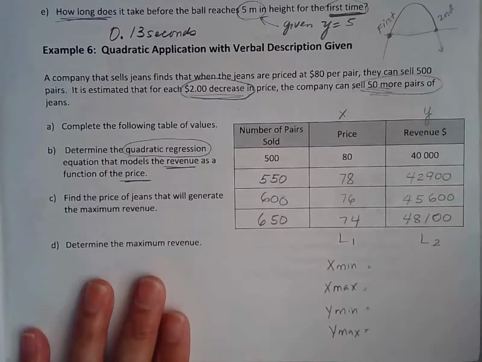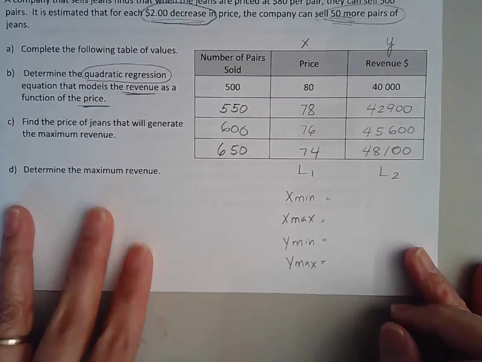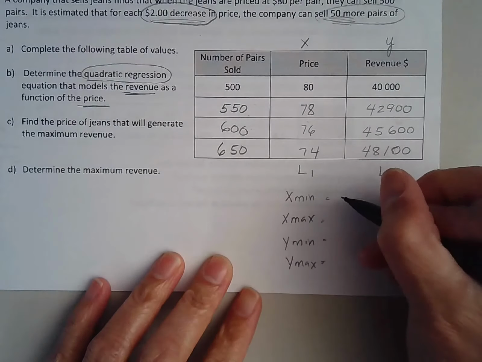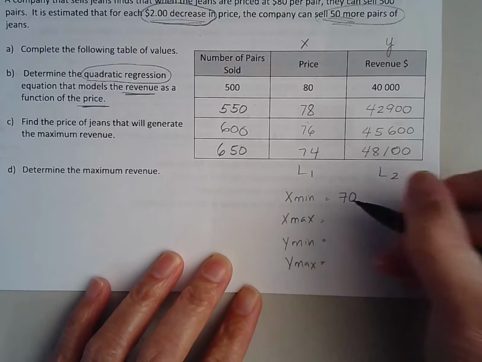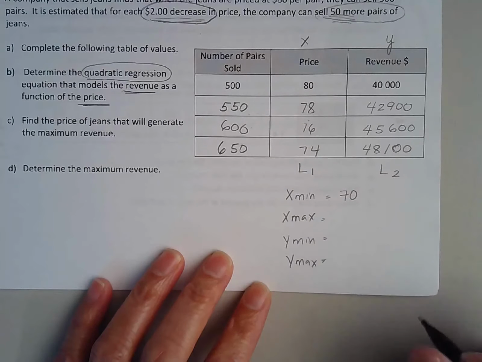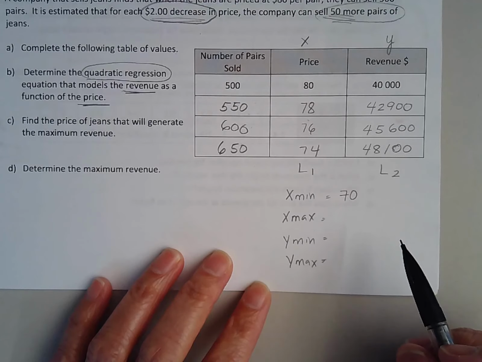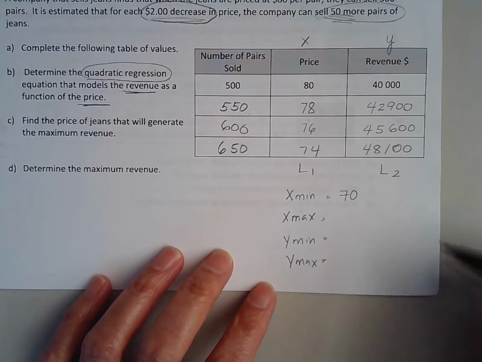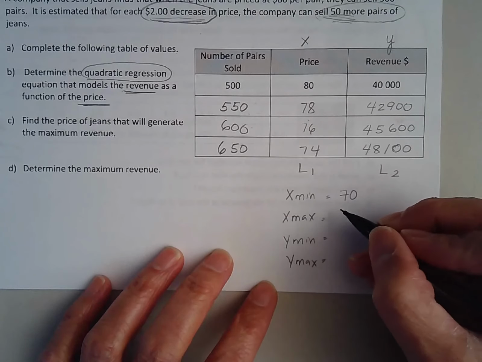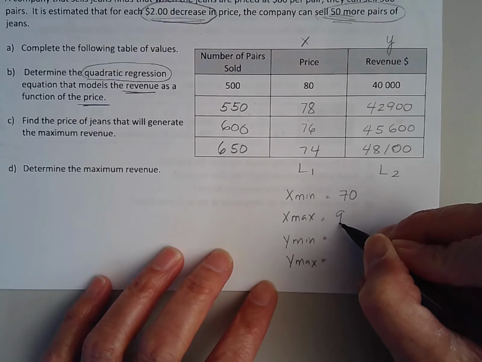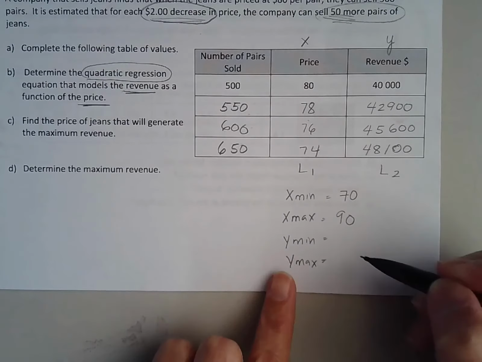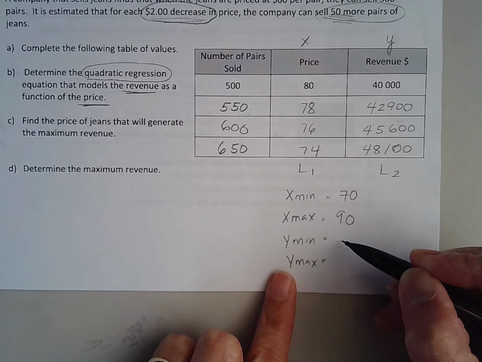Okay. What do you think our X min is going to be? 70? Okay. We can start with 70 and then we can fix it later. Okay. What's our maximum? 100 or 90? Okay, yeah. So we'll go 90, or 100 if you want. What's your Y min?